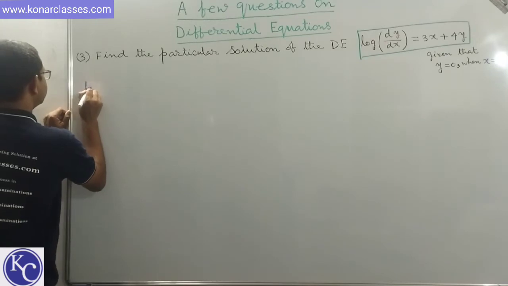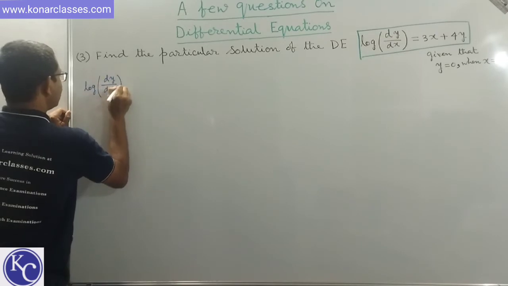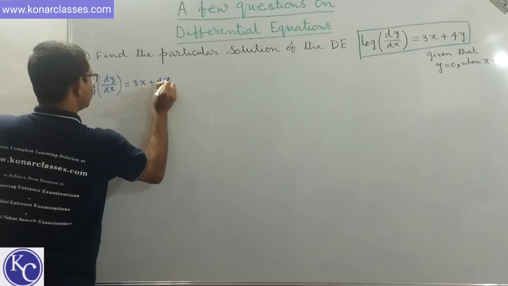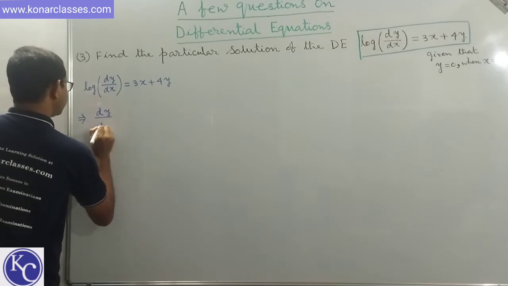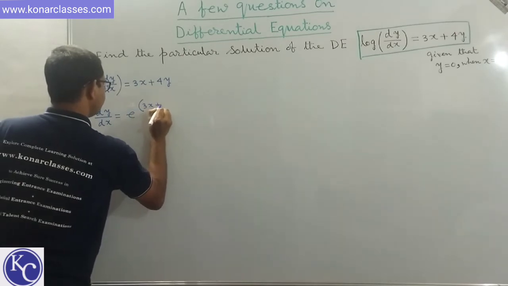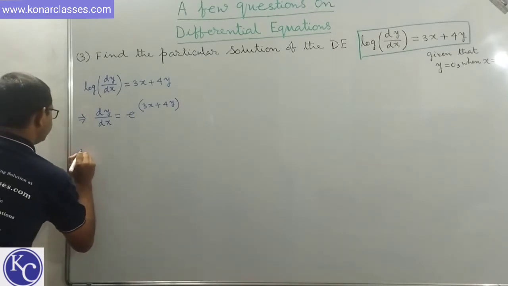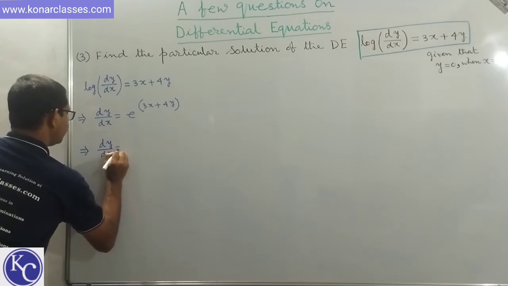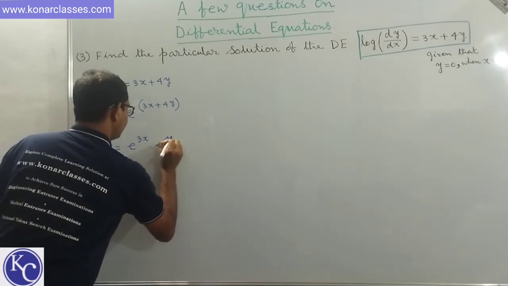So what is given, dear students? log dy/dx is equal to 3x plus 4y. So from here, what can we write? This implies dy/dx is equal to e power 3x plus 4y. Correct? This implies dy/dx is equal to e power 3x into e power 4y.